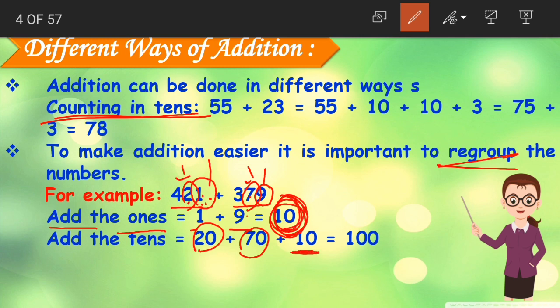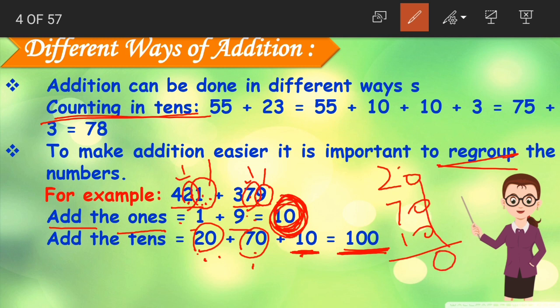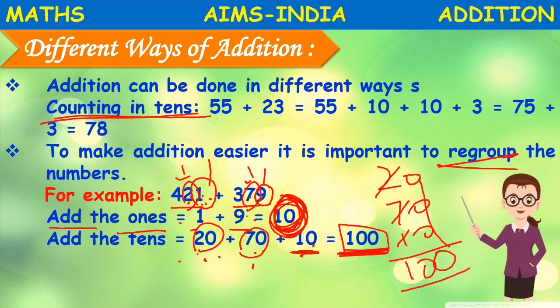We have 20 and 70 in the question, and we got another 10 by adding the ones. So 20 plus 70 plus 10 is equal to 100. 20 plus 70 plus 10. We all have zeros here, so 0. 2 plus 7, 9. 9 plus 1, 10. So 20 plus 70 plus 10 becomes 100.